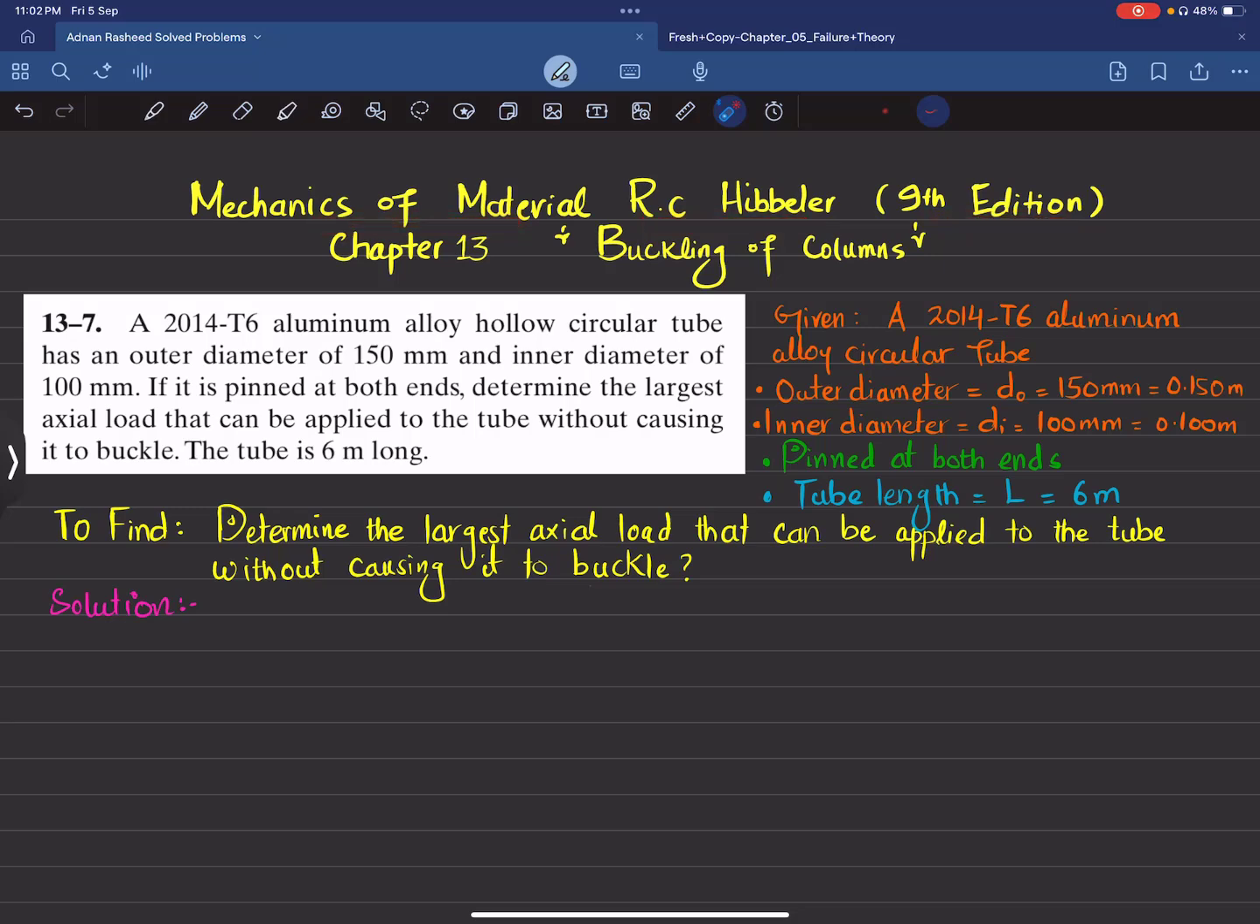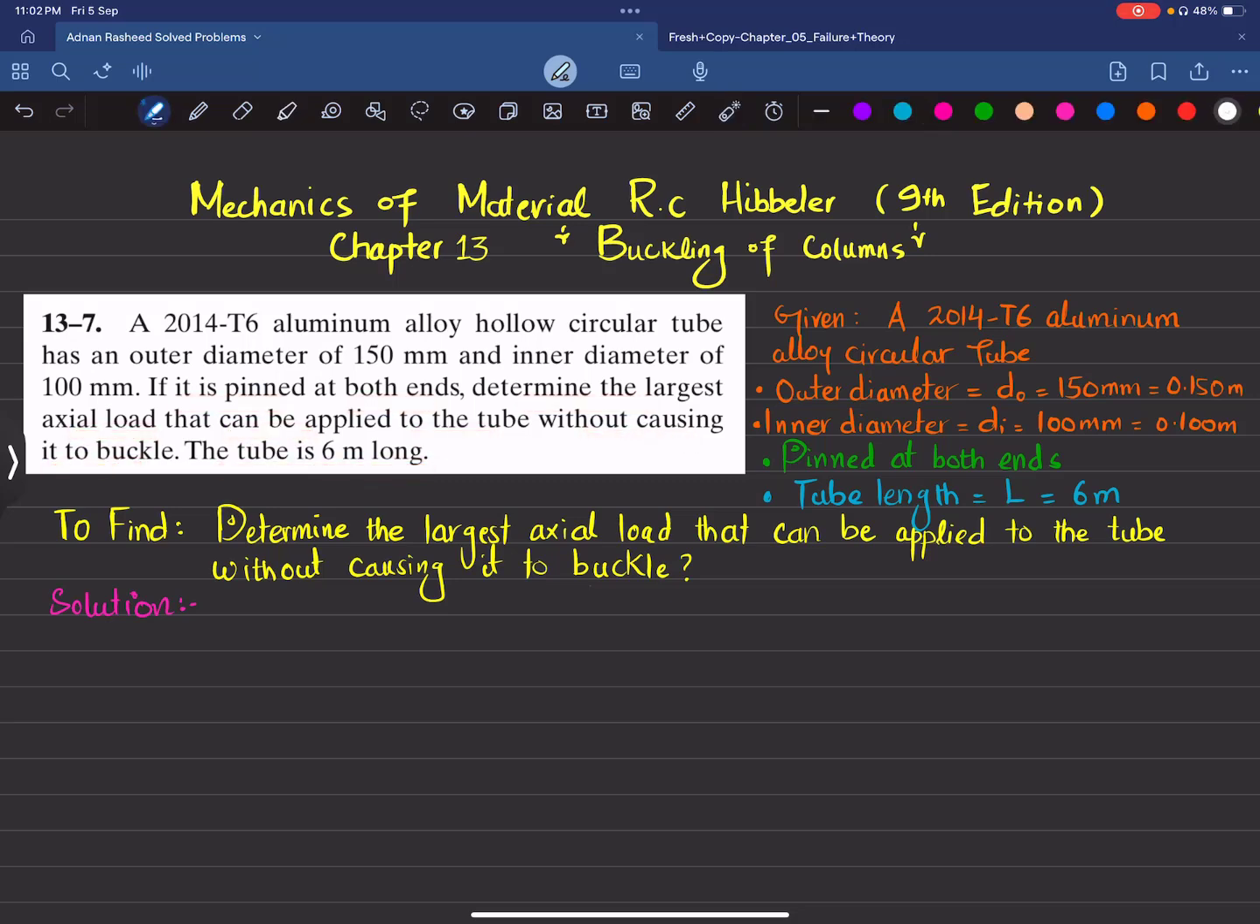So the statement is: a 2014-T6 aluminum alloy hollow circular tube has an outer diameter of 150 millimeter and inner diameter of 100 millimeter. If it is pinned at both ends, determine the largest axial load that can be applied to the tube without causing it to buckle. The tube is 6 meters long. So let's start with the solution.